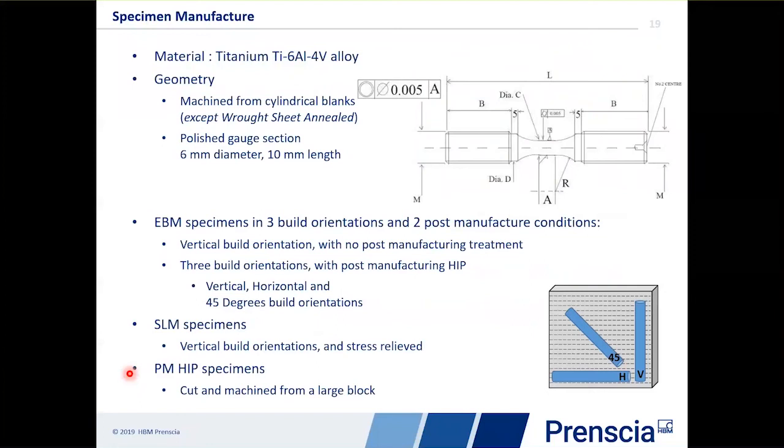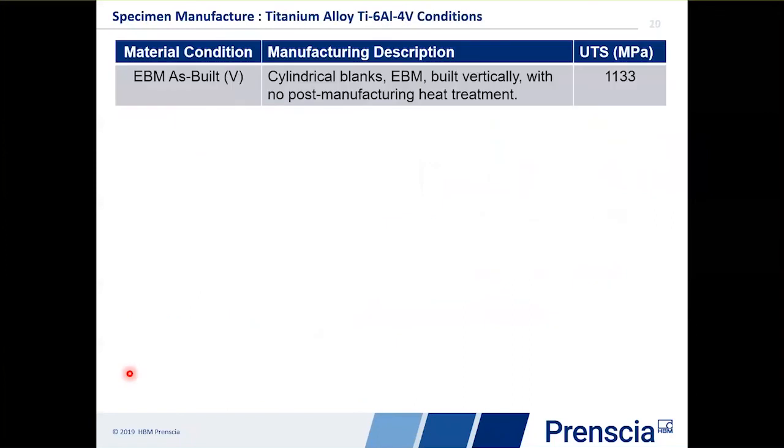And the powder metal ones here, these are actually cut and machined from one large block of material. So a large powder metal block that's been hipped, and then we've cut the specimens from that. In terms of the materials, if we look at the tensile properties, you'll see that they're all pretty consistent.